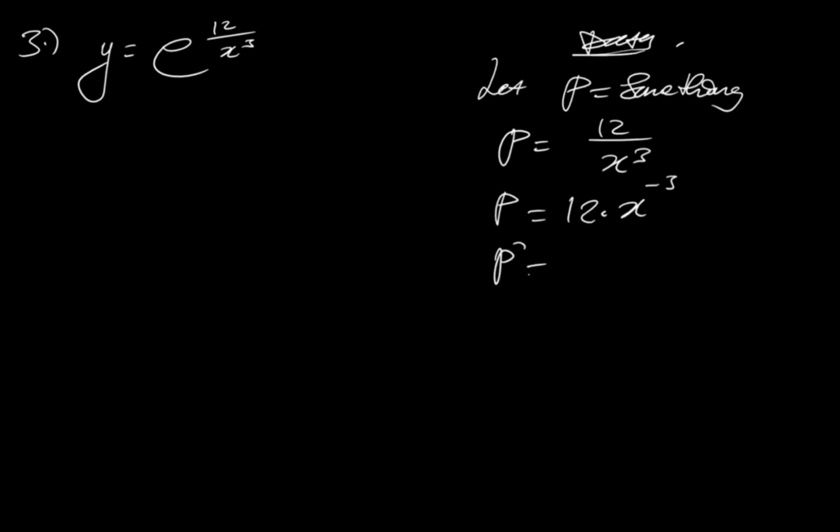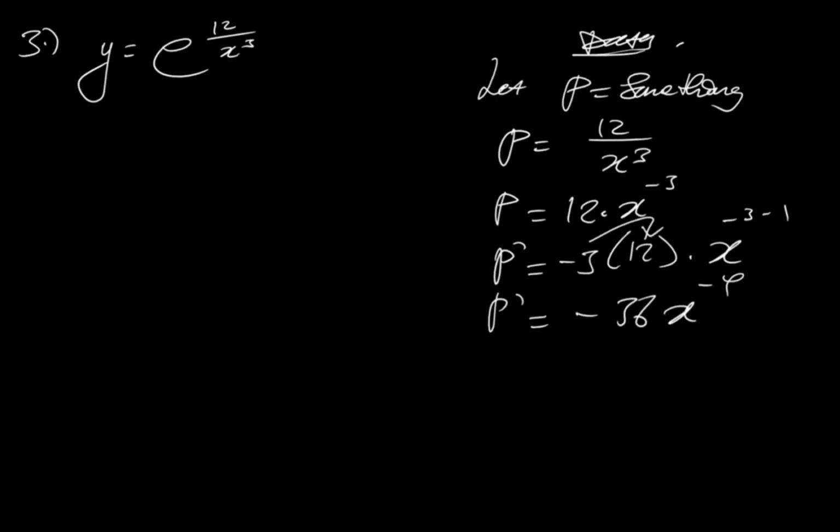So p prime will be equal to the power multiplies the coefficient of x. Remember the power? Negative 3 times 12 times x to the minus 3 minus 1. So p prime is equal to 3 multiplies the 12. What do you get? Yes, negative 36 x to the minus 4. So this is the derivative of something.